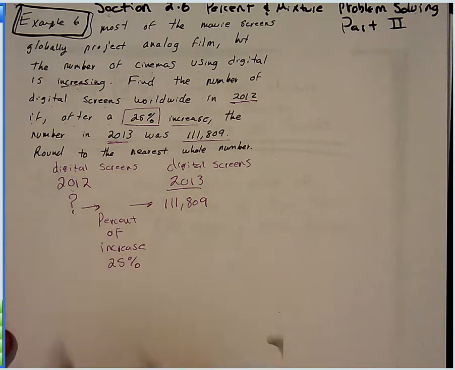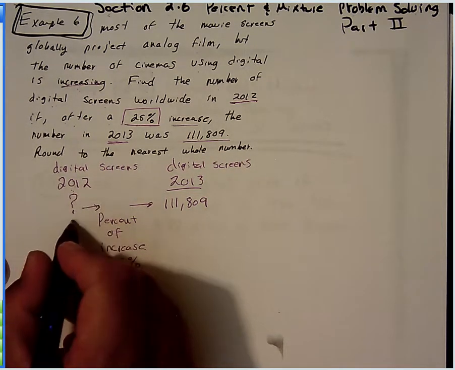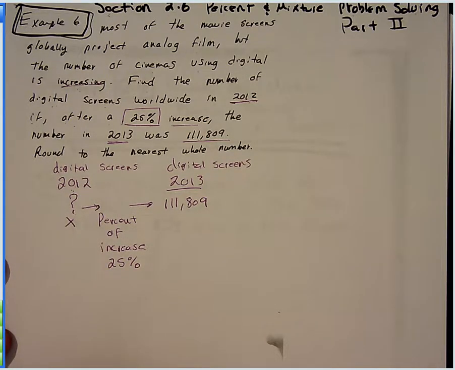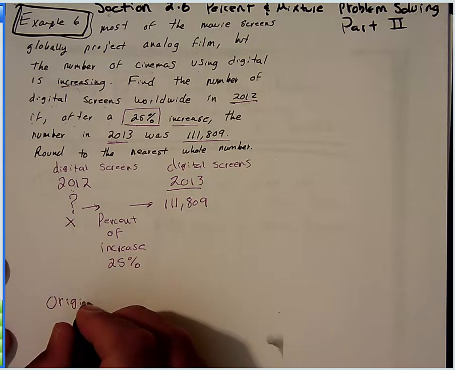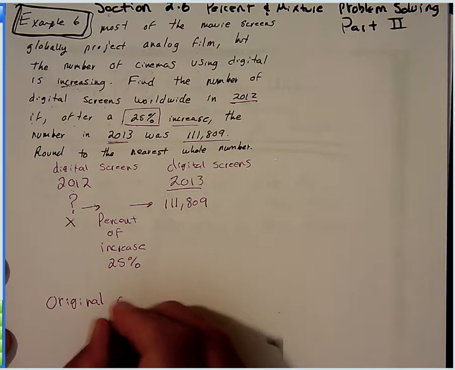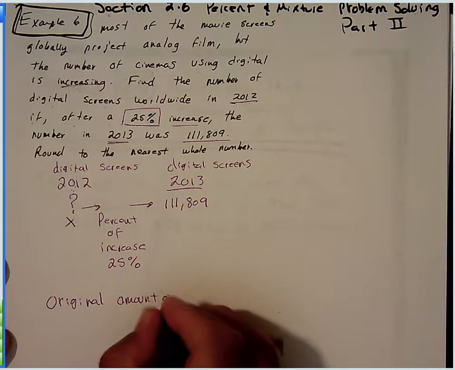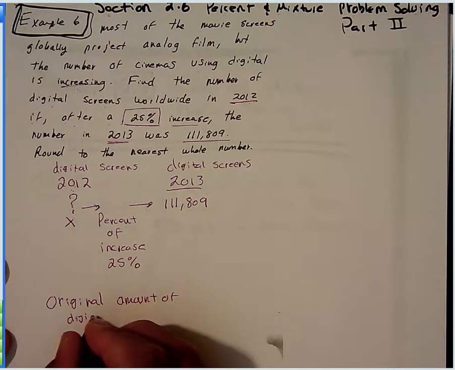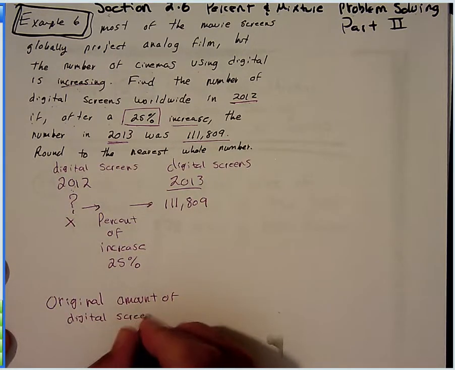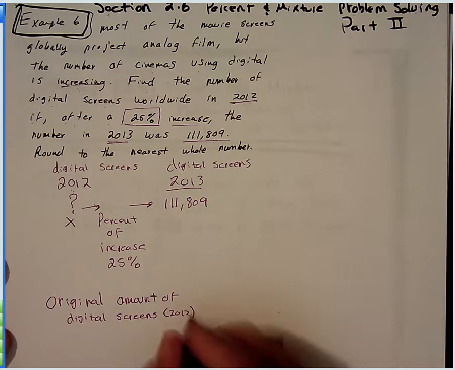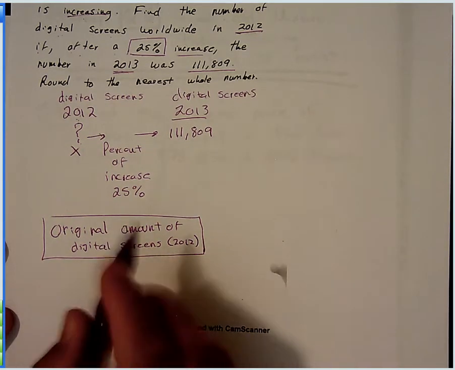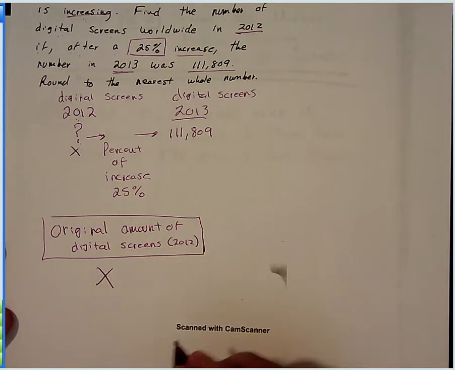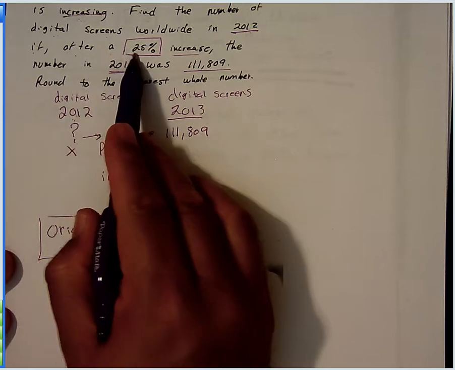Okay. So in 2012, this would be the unknown. I'm gonna name it X. This it's what's equal to. So let's write the equation. So the original amount of digital screens, and this is 2012. So this is the first part. So the original amount of digital screens is X. We don't know what that is. Okay. We know it had an increase of 25%.